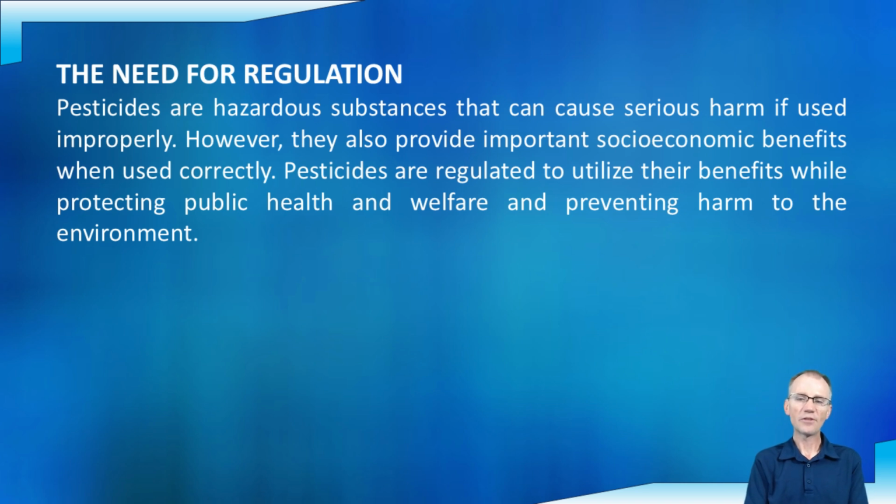The need for regulation. Pesticides are hazardous substances that can cause serious harm if used improperly. However, they also provide important socioeconomic benefits when used correctly. Pesticides are regulated to utilize their benefits while protecting public health and welfare and preventing harm to the environment. So as you can imagine, there's a major need for regulation. When you think about something like pesticides, think about if they're not handled correctly, how much damage they could do. So this is why there is a lot of regulation for pesticides and why it's very important for you to understand the laws related to them.